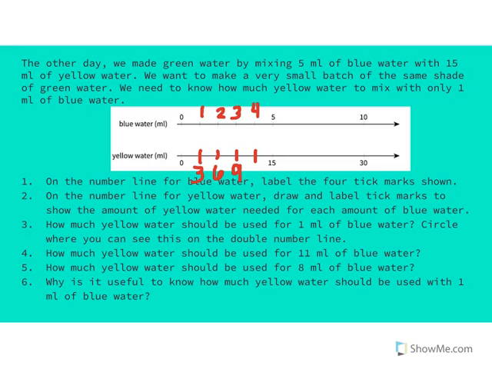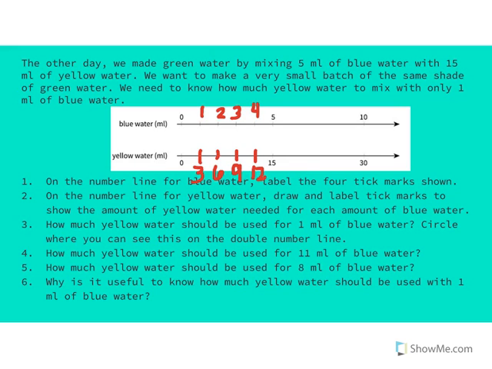Going back to our original ratio of 1 to 3, 1 milliliter of blue to 3 milliliters of yellow. What do we take 1 times to get 4? 1 times 4. And anything I do to one, I have to do to the other. So now that we took the top 1 times 4, we have to take the bottom 3 times 4. And 3 times 4 is 12.